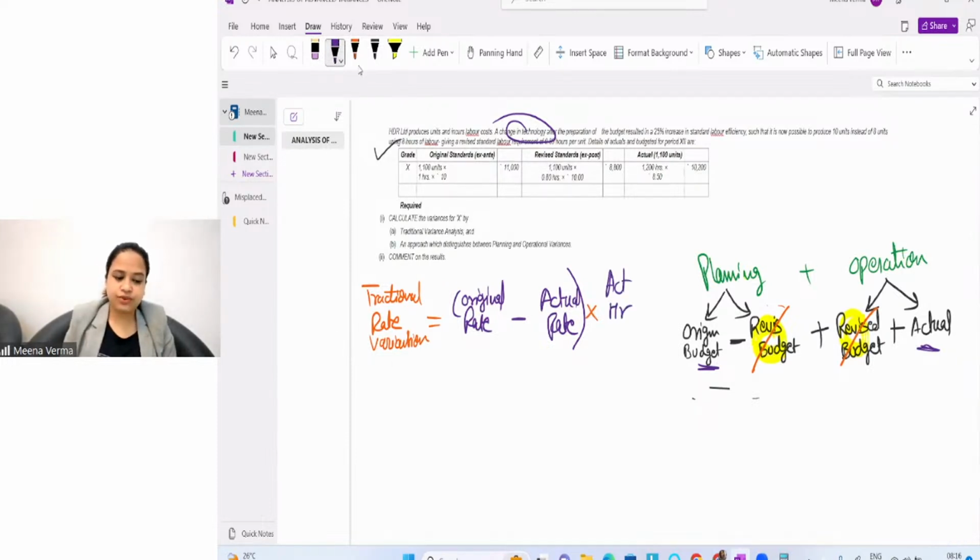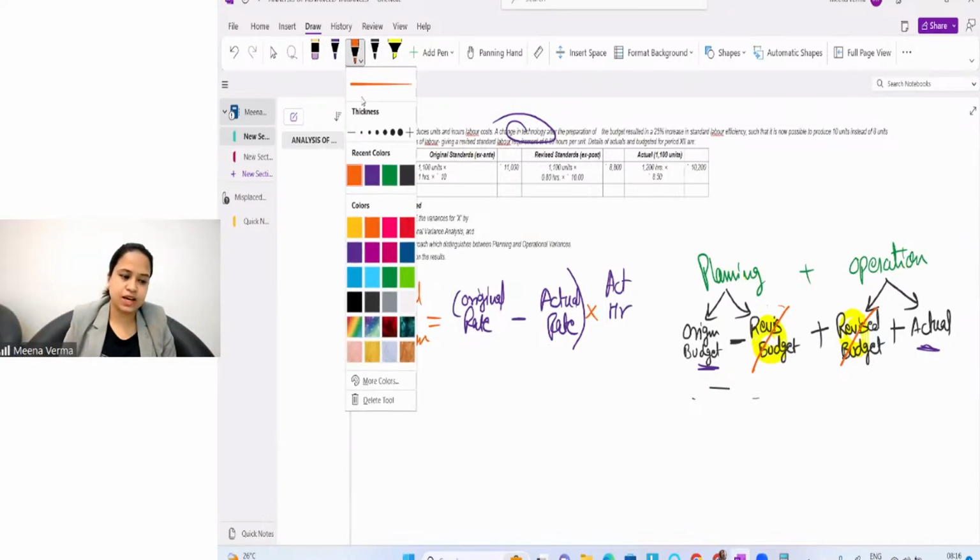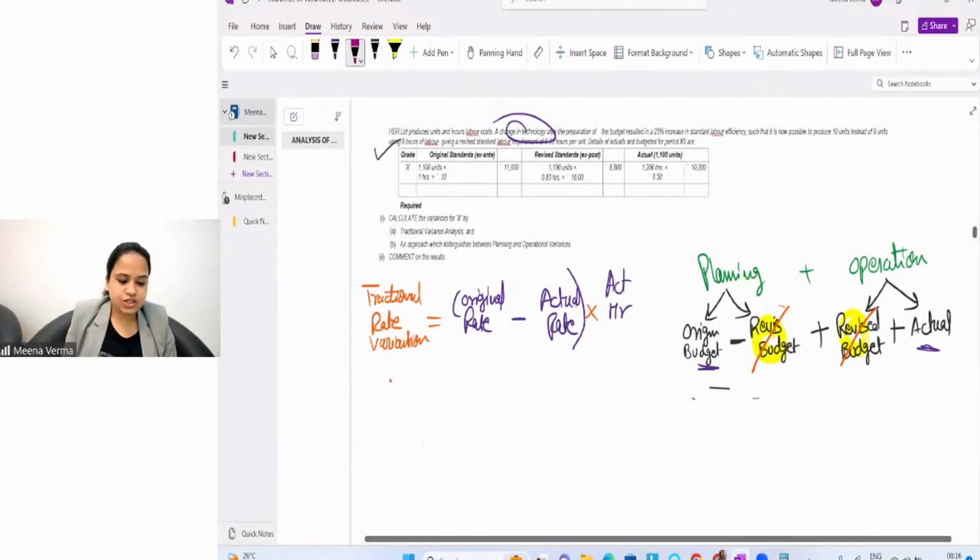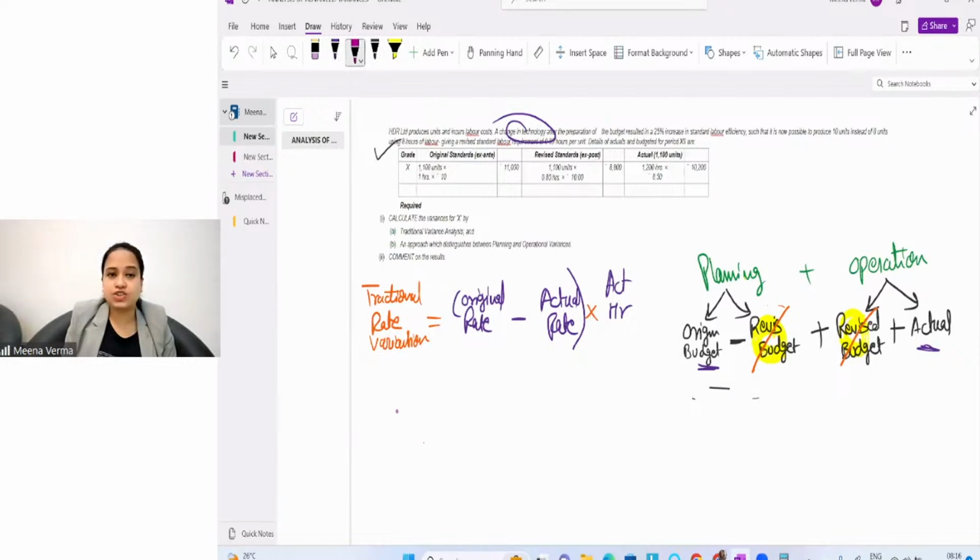This will give you traditional rate variation. Now let's see how we can calculate traditional usage variation or efficiency variation.